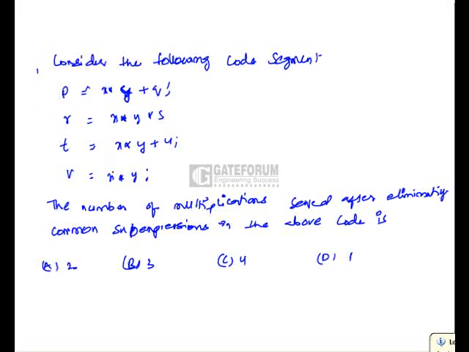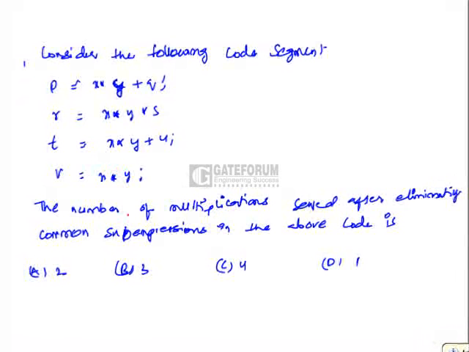In this question, a code segment is given and we have to find the number of multiplications saved after eliminating the common sub-expressions in the given code. Here the given code is P is equal to x star y plus q, R is equal to x star y star c, T is equal to x star y plus u, and V is equal to x star y. Eliminating common sub-expressions is one of the code optimization techniques in which we try to eliminate the common sub-expressions if there are any.